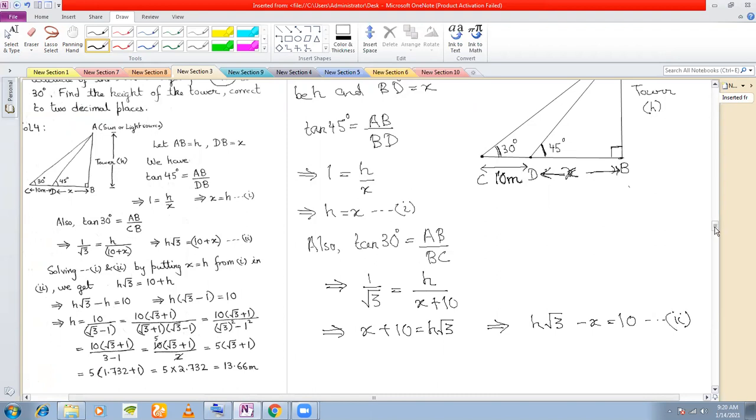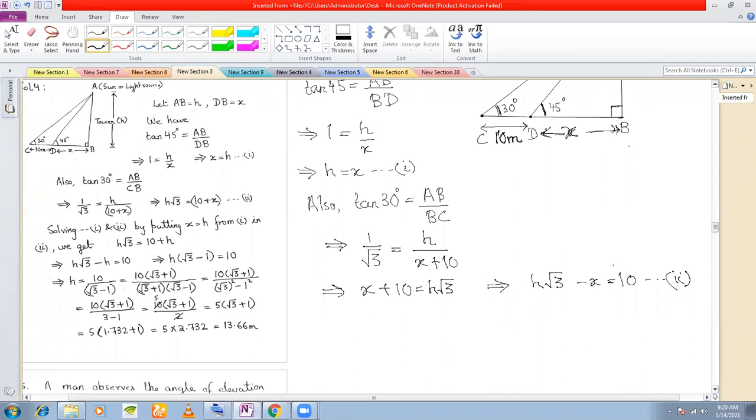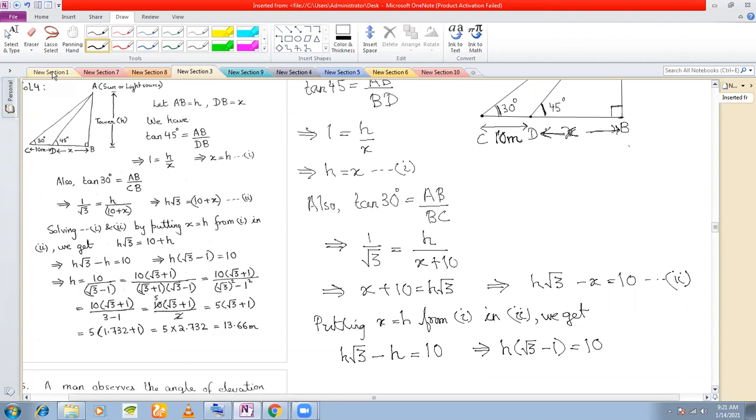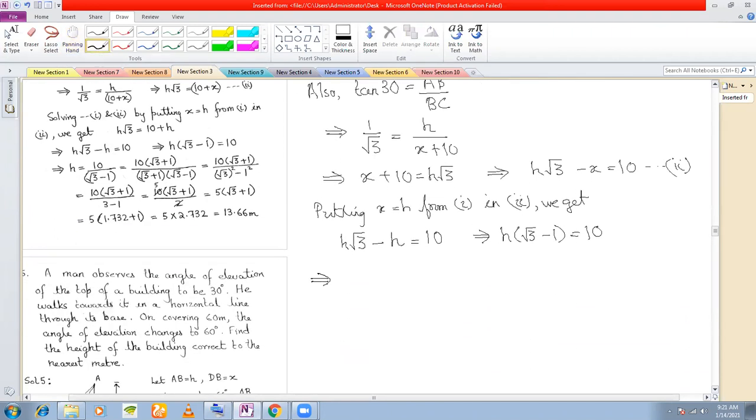Now we solve the first equation and the second equation in order to get the values of h and x. But we don't need the value of x. We only need the value of h. Okay, and we know h is equal to x. So what we'll do is put x equal to h from the first equation into the second. We get h root 3 minus h is equal to 10. That means h times (root 3 minus 1) is equal to 10. That means h is 10 by (root 3 minus 1).